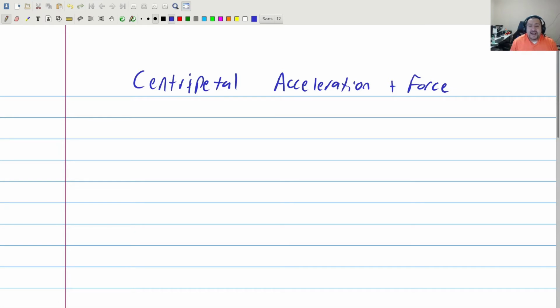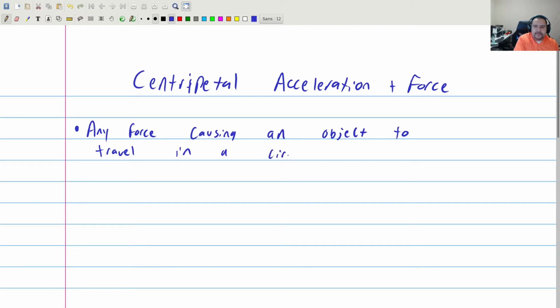So what is this idea of centripetal force? Well, any force causing an object to travel in a circle is called a centripetal force.